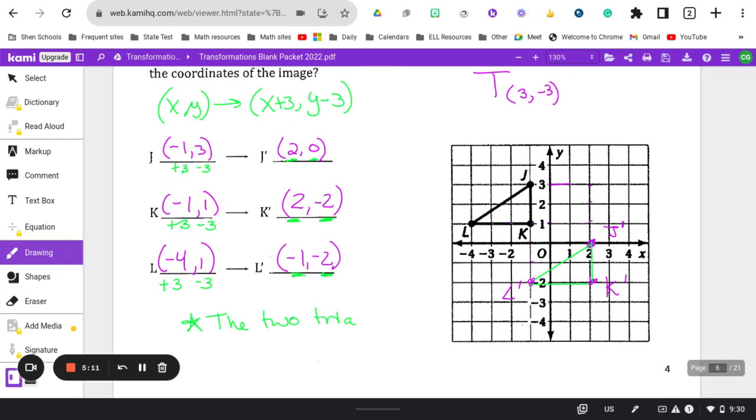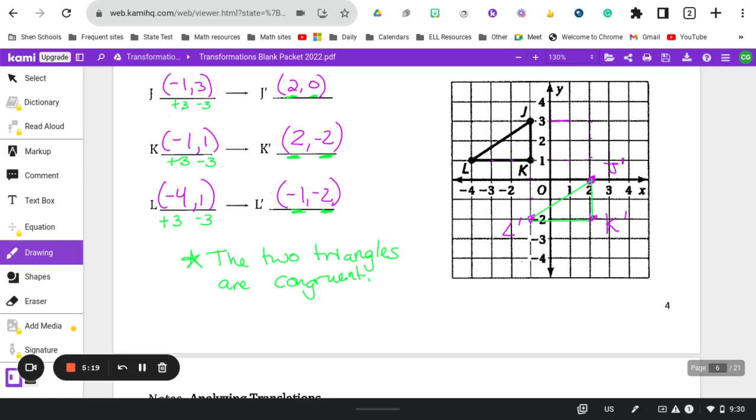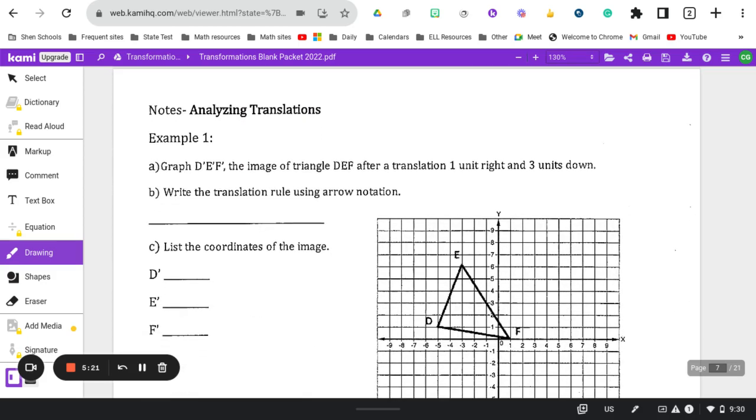Two triangles are congruent. And that's really important. If your triangles do not look congruent, then you probably made a mistake with plotting a point or connecting. All right, so the top of page 5, we have another example here.